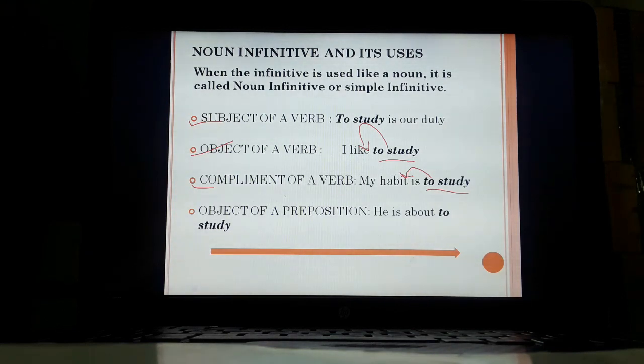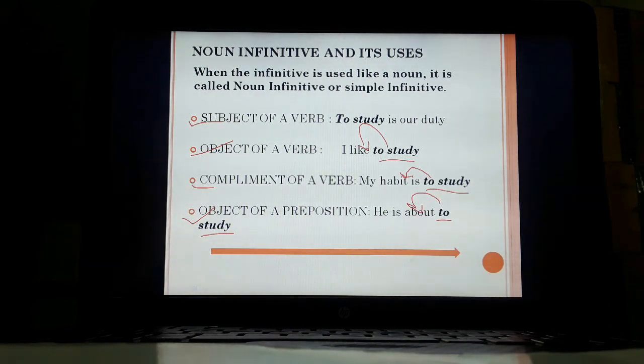What is his habit? And the last one, object of a preposition. So which is a noun infinitive over here? He is about to study. To study is a noun infinitive, and since it has been used at the end of the sentence, it is an object. An object to what? Object to the preposition about.